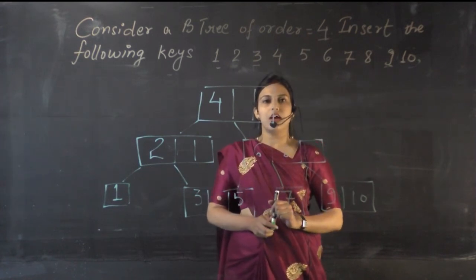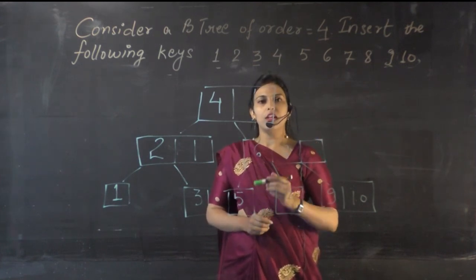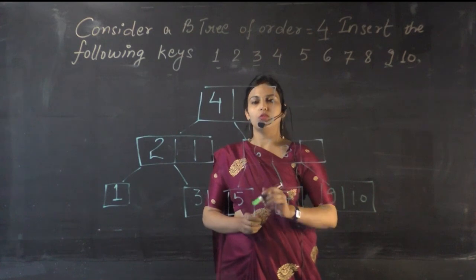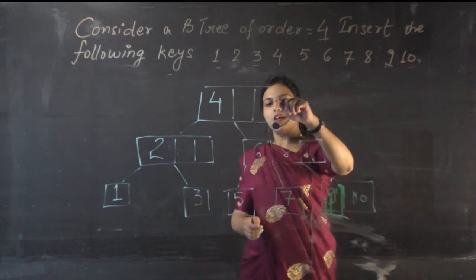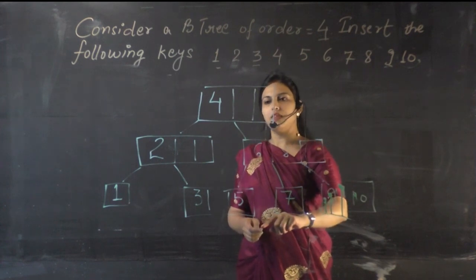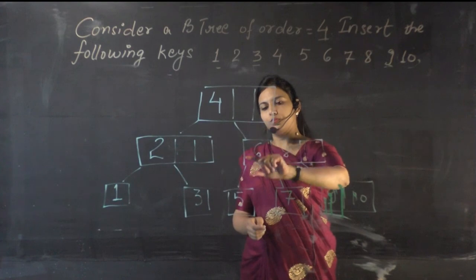So if the question is asked, given this question, which element will come at the root position? So the answer is 4. If this is the level 1, this is the level 2 and this is the level 3. And what is the height of the B tree? So the height is 2.